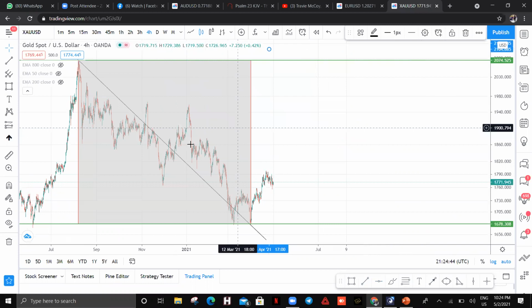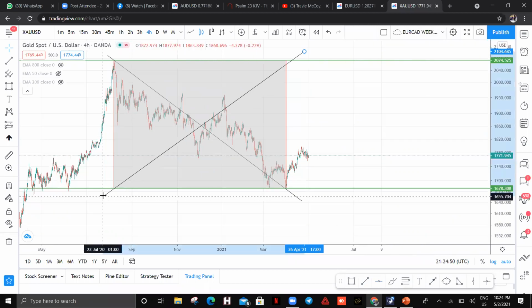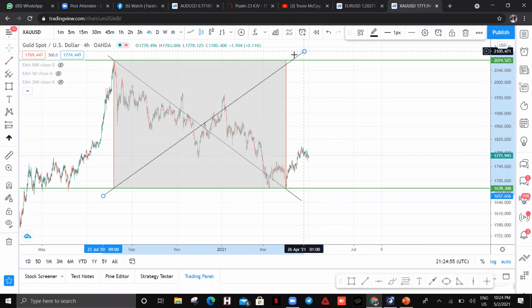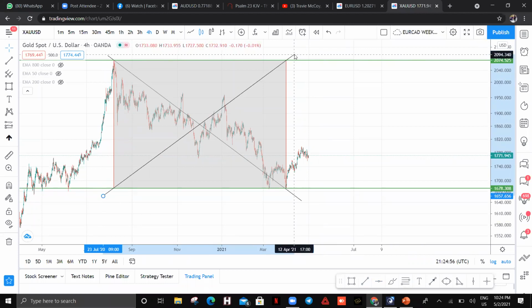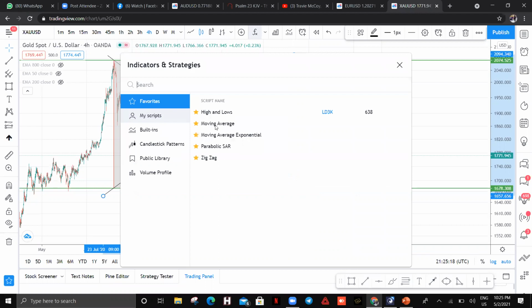Oh, my chat box is blinking. Sorry, let me check who's chatting. Oh, how to apply? You mean how to put this indicator? Okay, you just come here on your TradingView. You can see it here. Indicator. Moving averages. You can just search for moving averages.